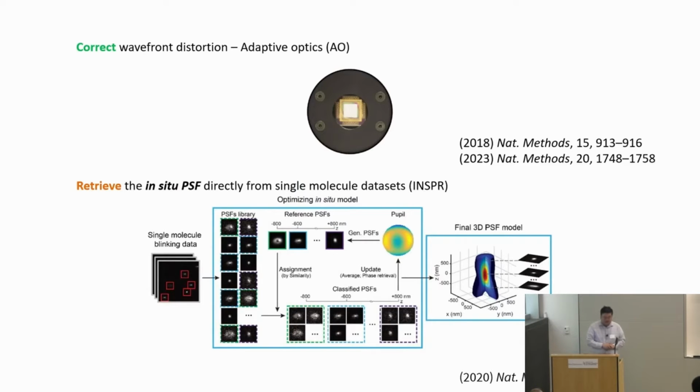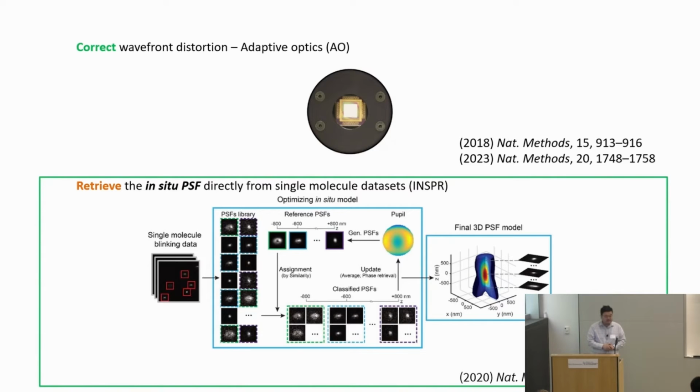So I'm going to talk about 2 different methods: one is a numerical retrieval method, the other is a physical correction method, to allow you to image deep into the specimen. The first one I'm going to talk about requires no hardware difference. It just requires you to be familiar with one software and run it, what we call the in situ point-spread function retrieval.